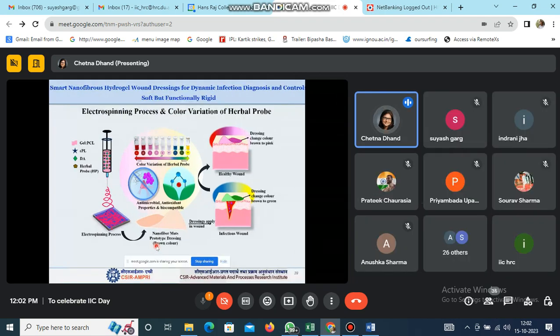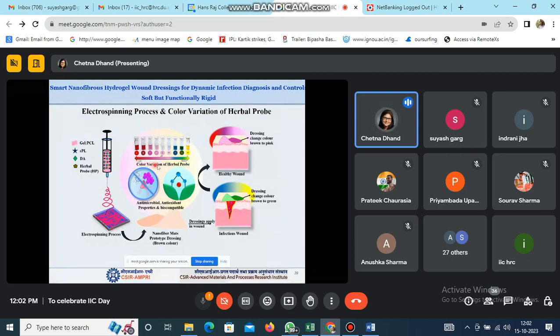Now, the hypothesis behind it is, when we have a healthy wound, the pH of the wound is less than 6.5. When we have an infected wound or an unhealthy wound, the pH of the wound increases to the alkaline side, meaning 9, 11, like that.